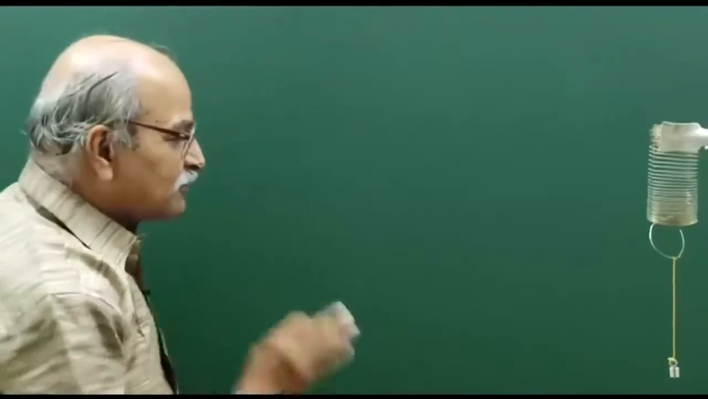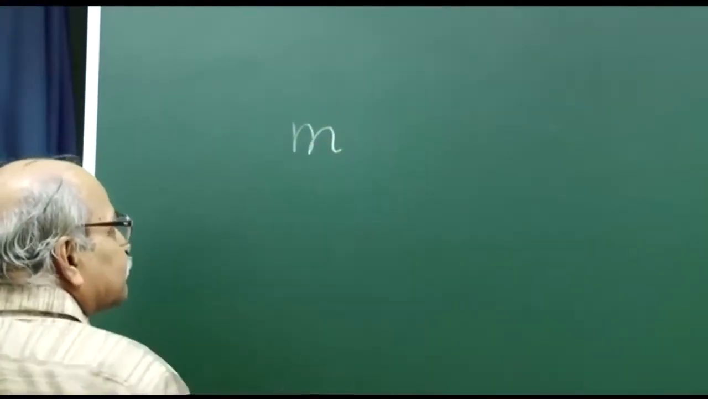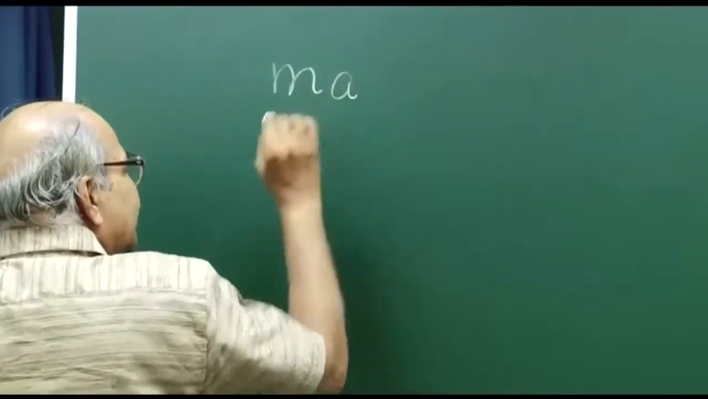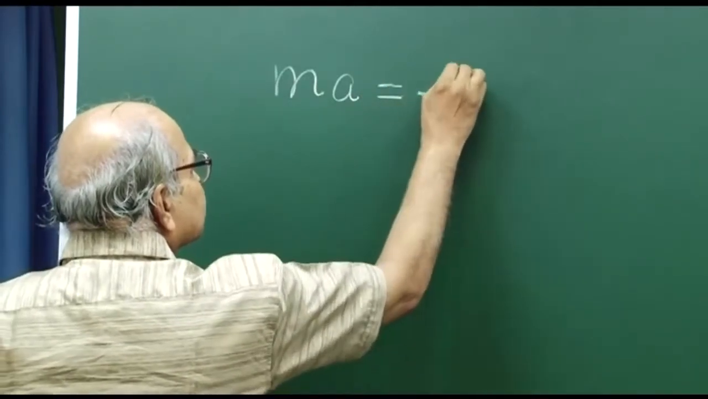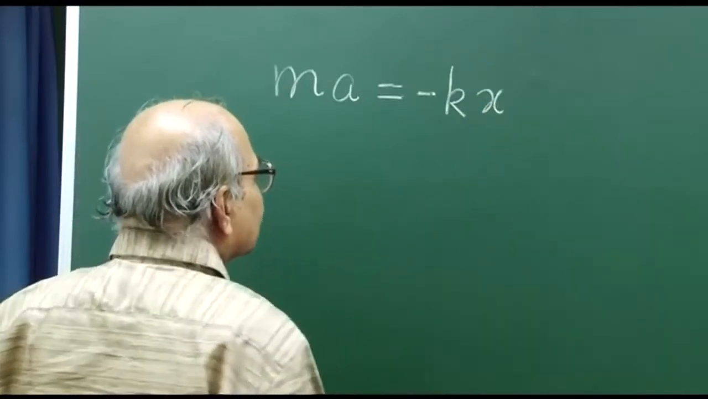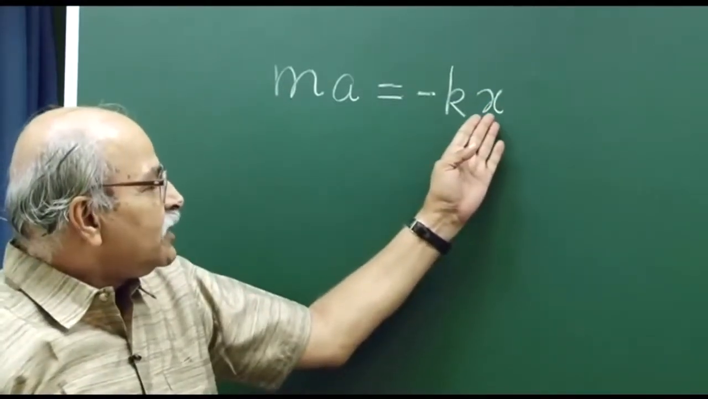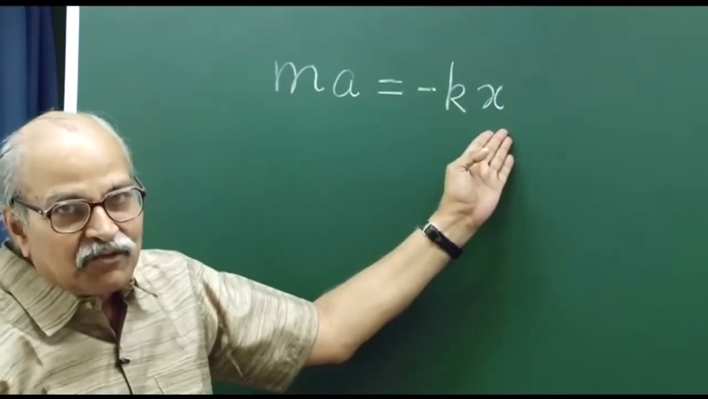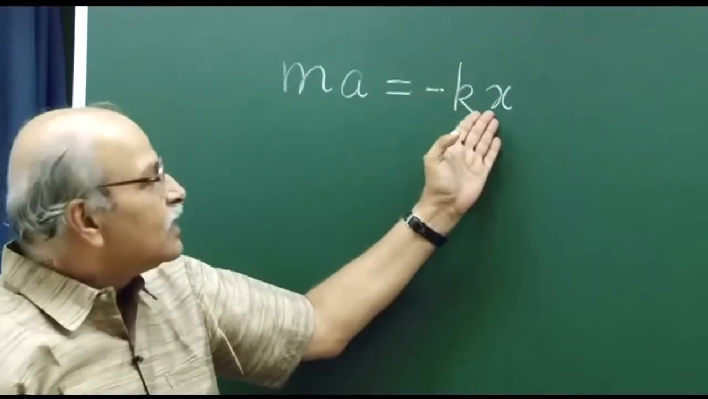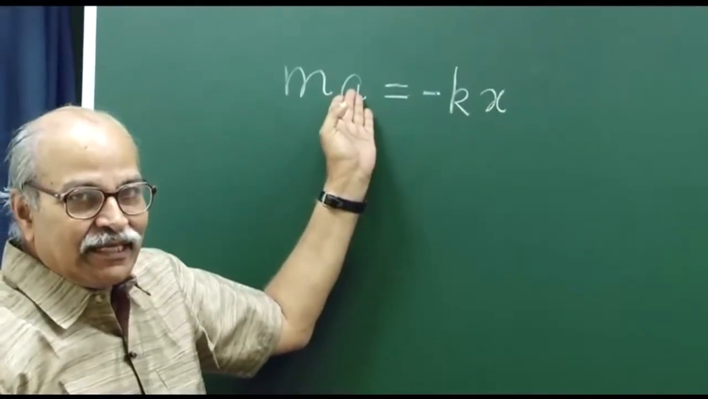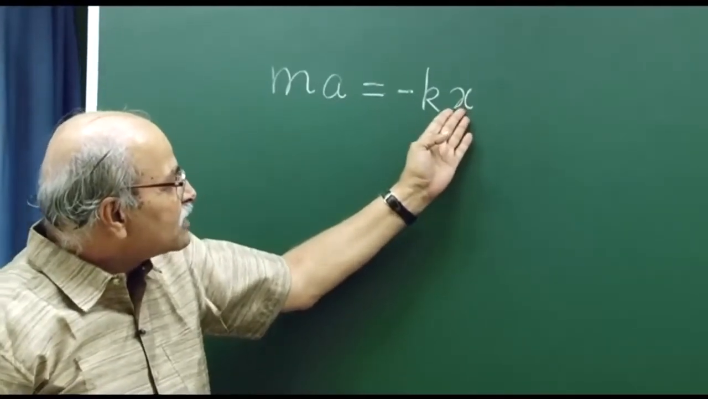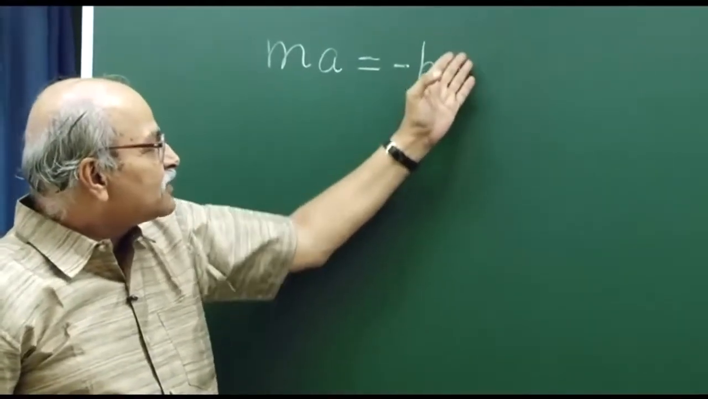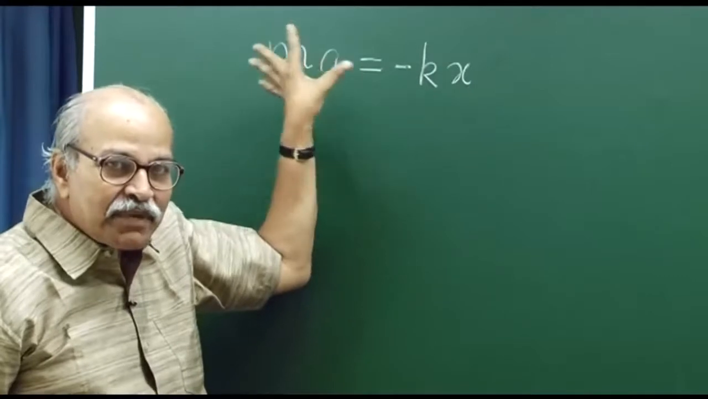The basic equation for an oscillation is something like this. If you have a particle of mass m, and I write the acceleration as a, this is equal to negative of kx. I am talking in reference to a particle whose position is given by x and whose acceleration is given by a. That means, if you have position as a function of time, you can tell what the velocity is, and if you have velocity as a function of time, you can tell what the acceleration is. So, this is the basic equation.